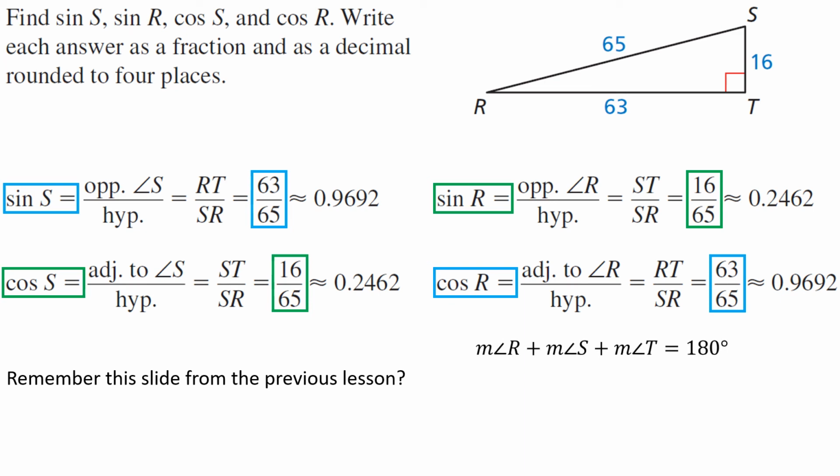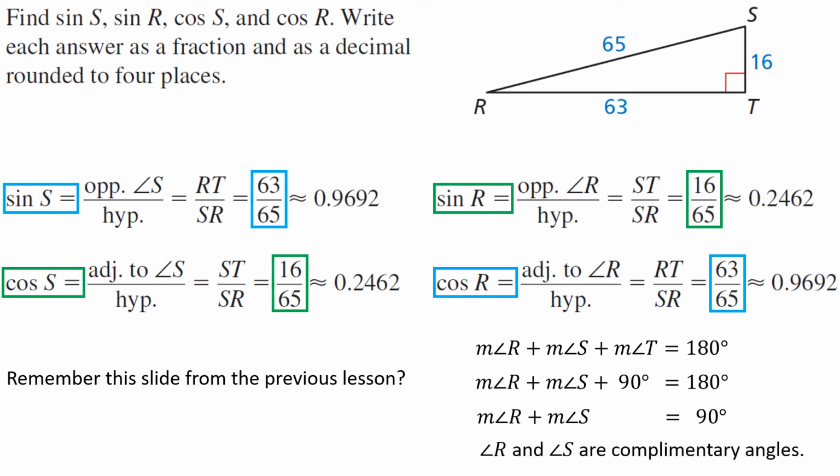Of course, in a right triangle, well, any triangle, the angles have to add up to 180 degrees. But in a right triangle, that means the other two angles have to add up to 90. Now remember, if two angles add up to 90 degrees, we say that they are complementary angles. So angle R and angle S are complementary angles.